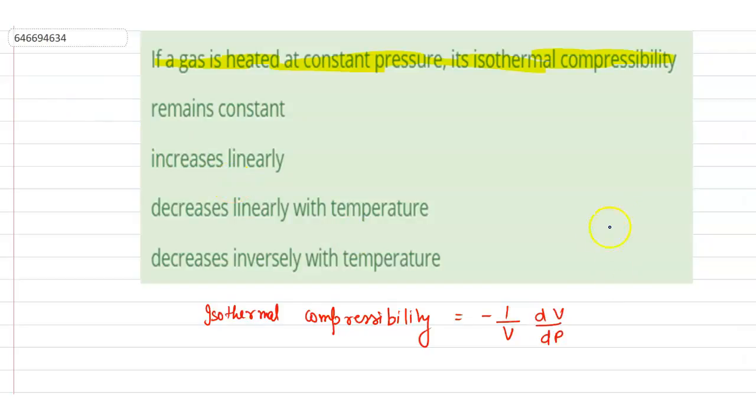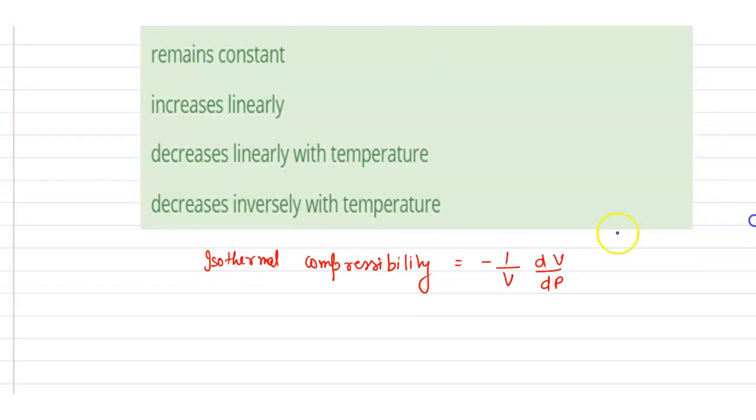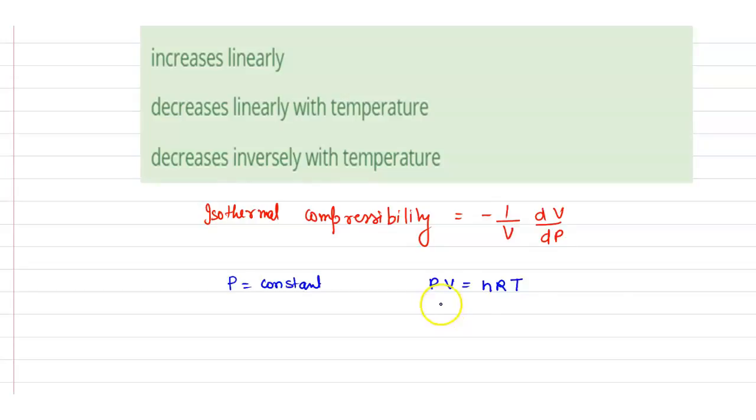So if you see here, it is said in the question that it is heated at constant pressure. So pressure here is constant. So if I write down the ideal gas equation, PV is equals to nRT. So if you write down the V is equals to nRT by P. So here the P is constant.